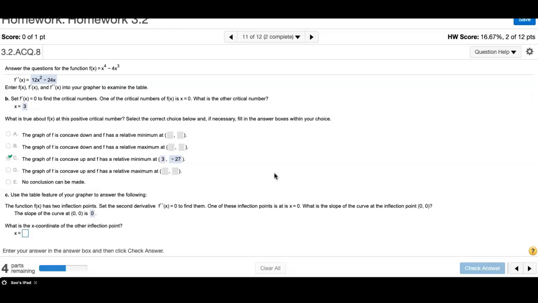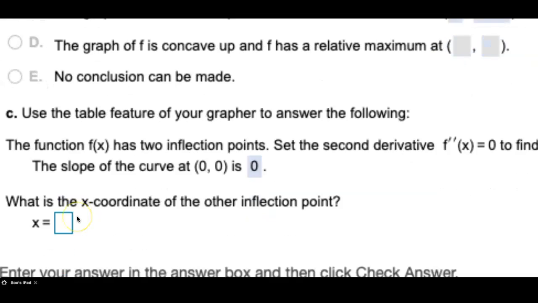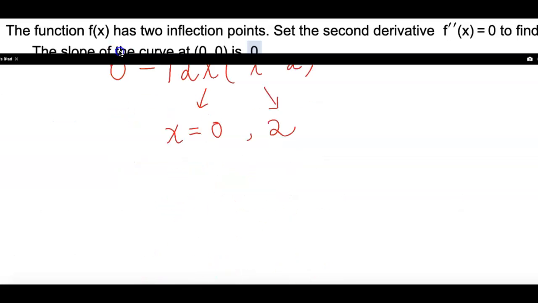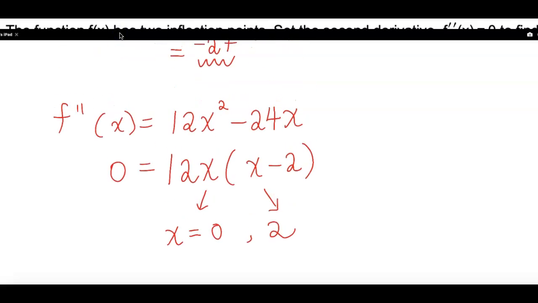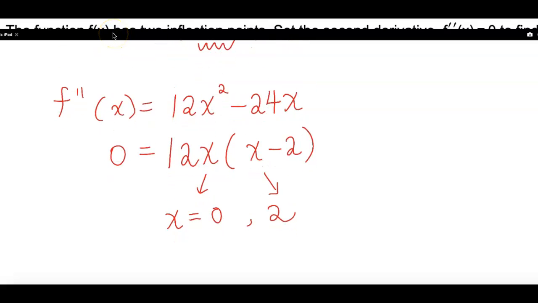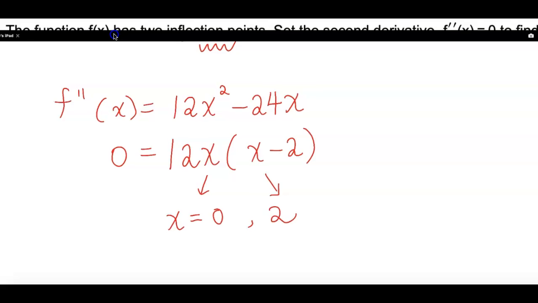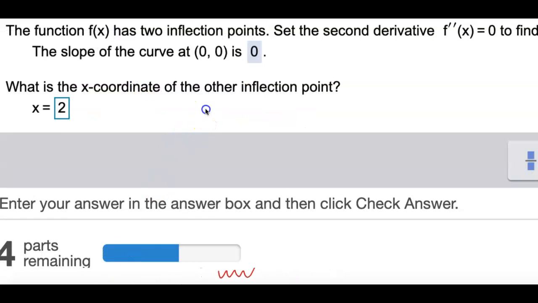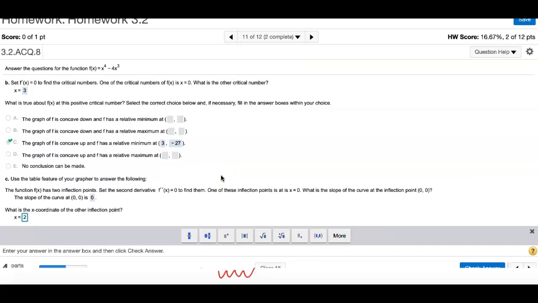What is the x-coordinate of the other inflection point? Hey, I know what that is. We got that to be 3, wasn't it? Oh, no, that was 2. And that is from this right here. You see, we did that together. We found the other inflection point by setting the second derivative equal to 0. So I'll zoom out and I'll click on check answer again.